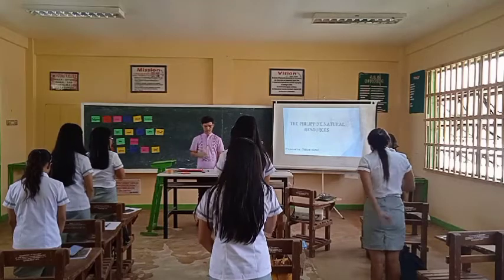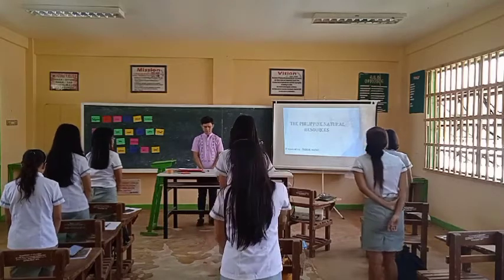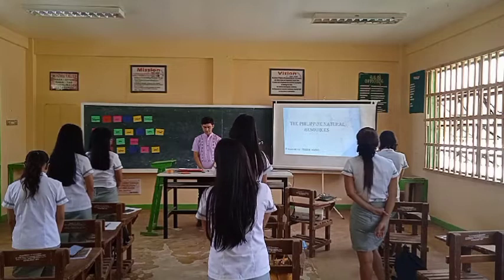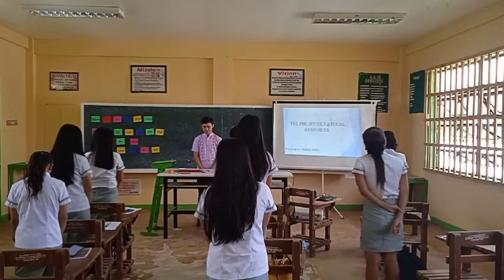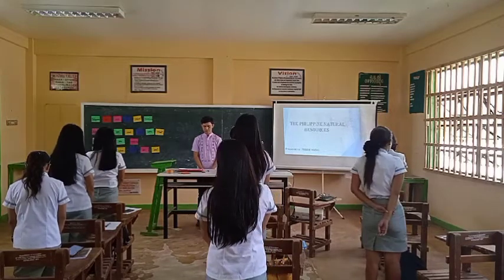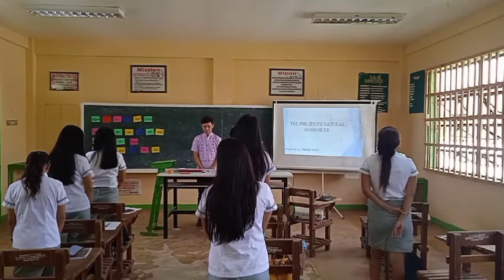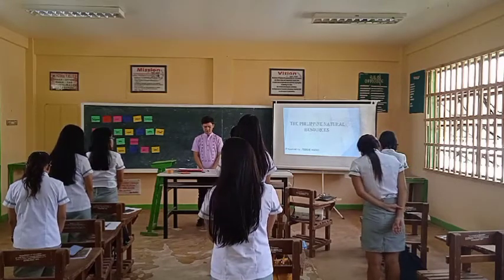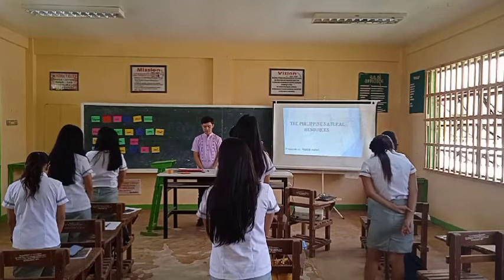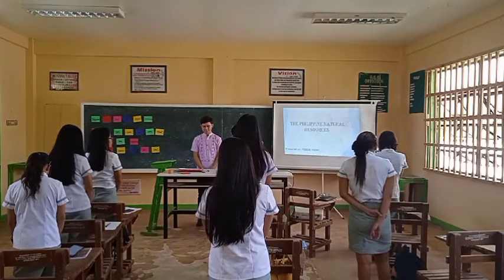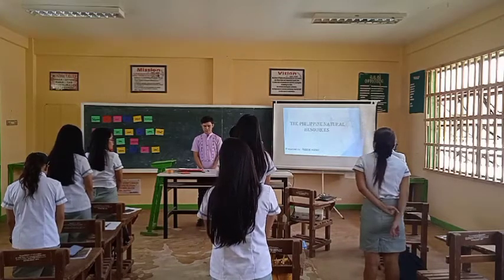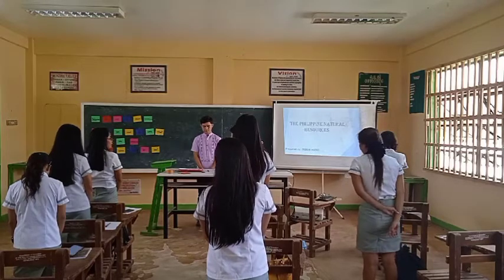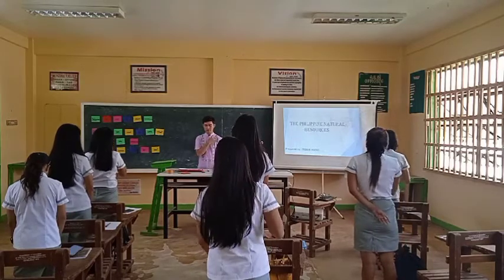The Father, the Son, and the Holy Spirit, amen. Our Father, who art in heaven, hallowed be thy name, thy kingdom come, thy will be done, on earth as it is in heaven. Give us this day our daily bread, and forgive us our sins, as we forgive those who sin against us. And lead us not into temptation, but deliver us from evil. Amen. In the name of the Father, the Son, and the Holy Spirit, amen.